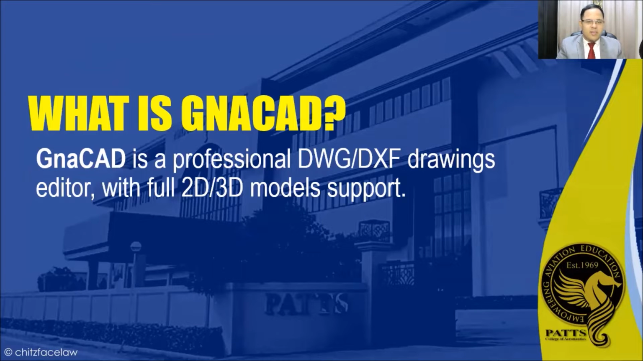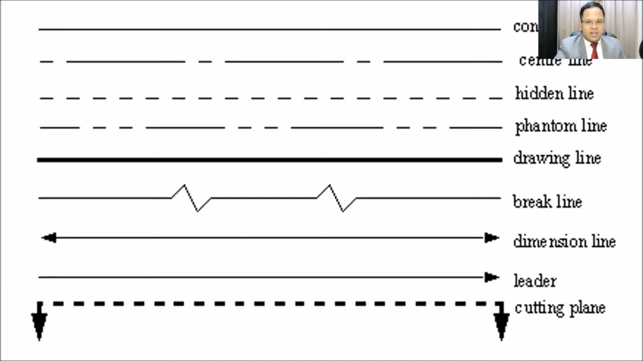Before I demonstrate how to use this application software, I would like to share with you the different types of lines in drawing. I think you're very familiar with these lines because you've discussed them in Drawing 1 and Drawing 2. You can see the construction line, center line, hidden line, phantom line, drawing line, break line, dimension line, leader line, and cutting plane line. In our drawing, we will try to use some of these lines.